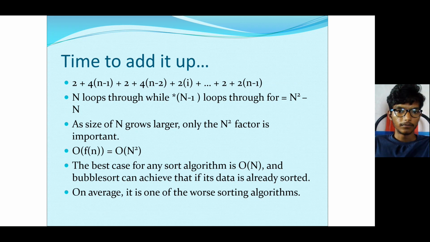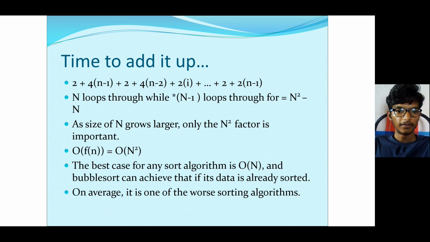If we add it up, n loops through the while loop times n minus 1 loops through the for loop gives n squared minus n. As the size of n grows larger, only the n squared factor is important. So big O of f(n) equals big O of n squared.